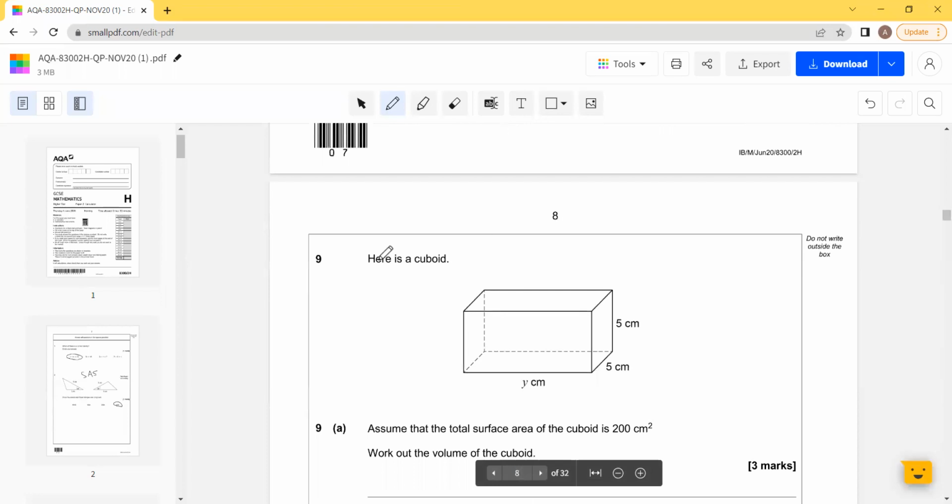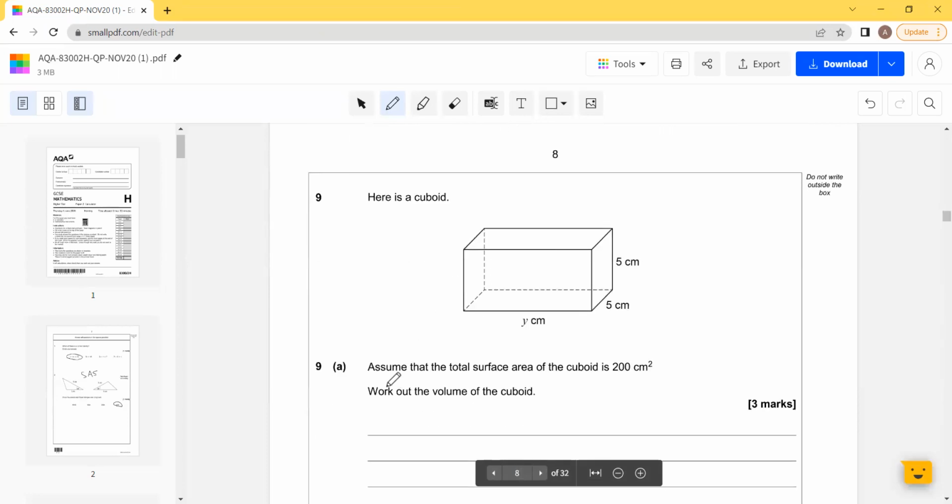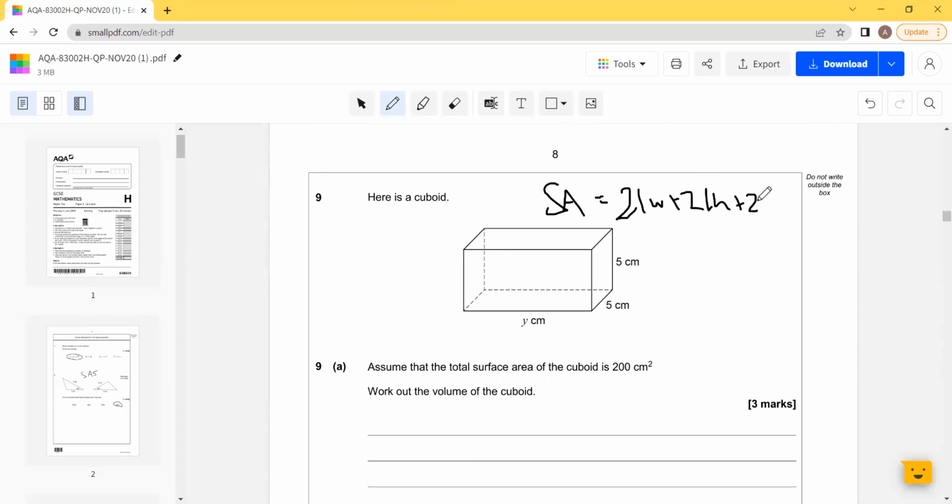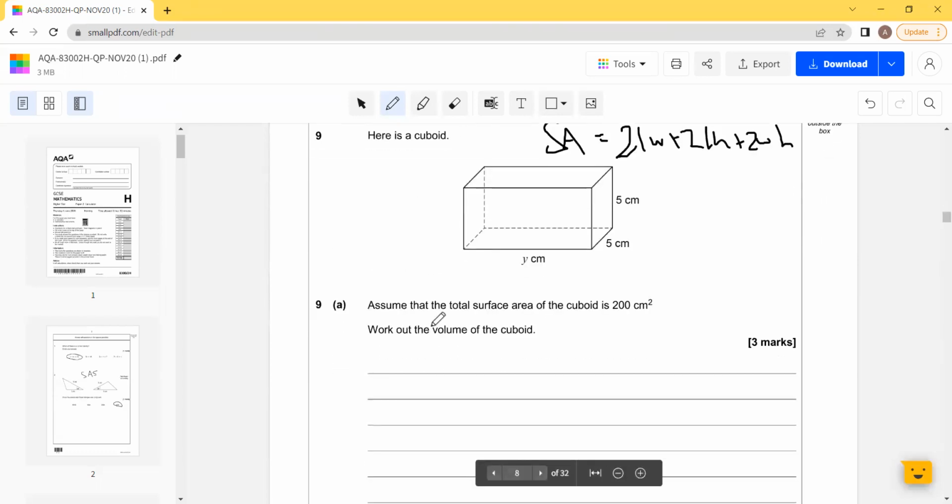Okay, question 9. Here is a cuboid. We've been given a cuboid. Assume that the total surface area of the cuboid is 200 centimeters squared. Work out the volume of the cuboid. So the surface area is 200. If you're not familiar with the formula for the surface area, it's 2 times the length times the width plus 2 times the length times the height plus 2 times the width times the height. If you plug our values into this formula and set it equal to 200, we can find out what y is.